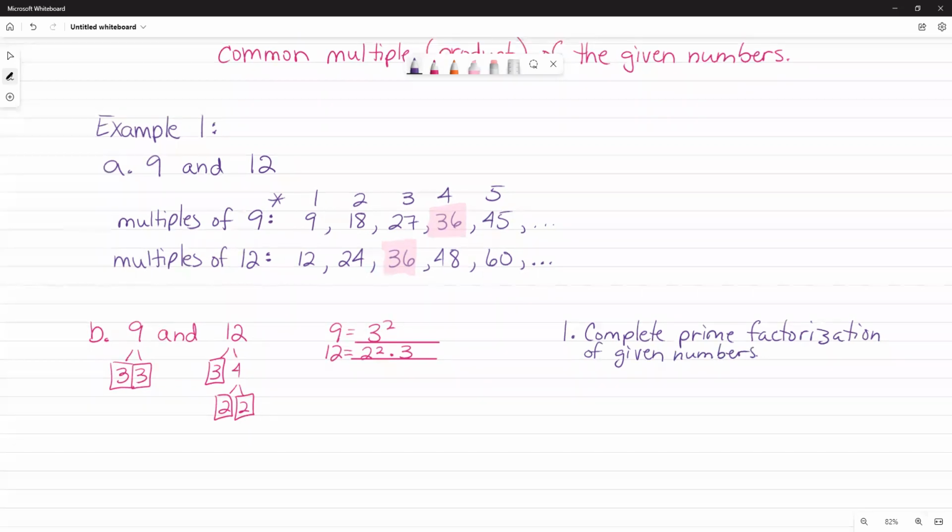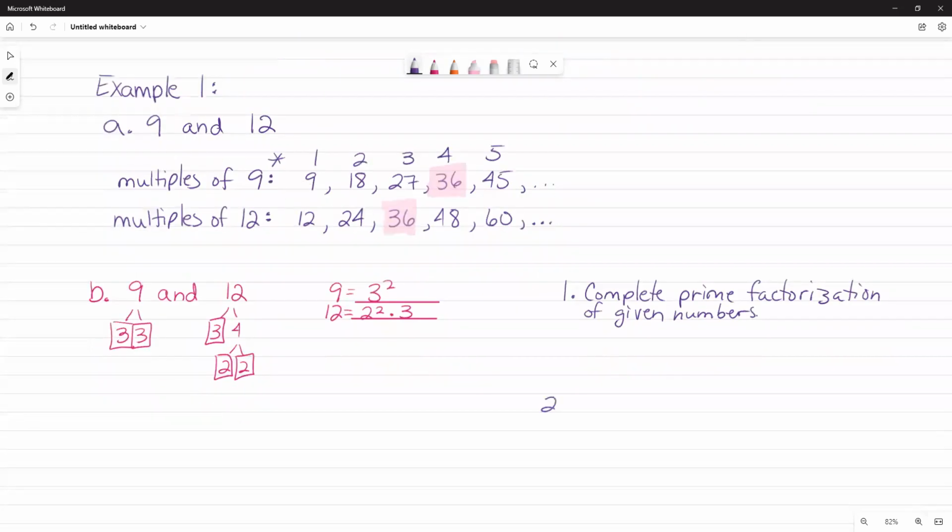All right, that's what we have here. Our second step is to list all given prime factors. So you'll notice I'm not asking for all common prime factors. I'm asking for all given prime factors.